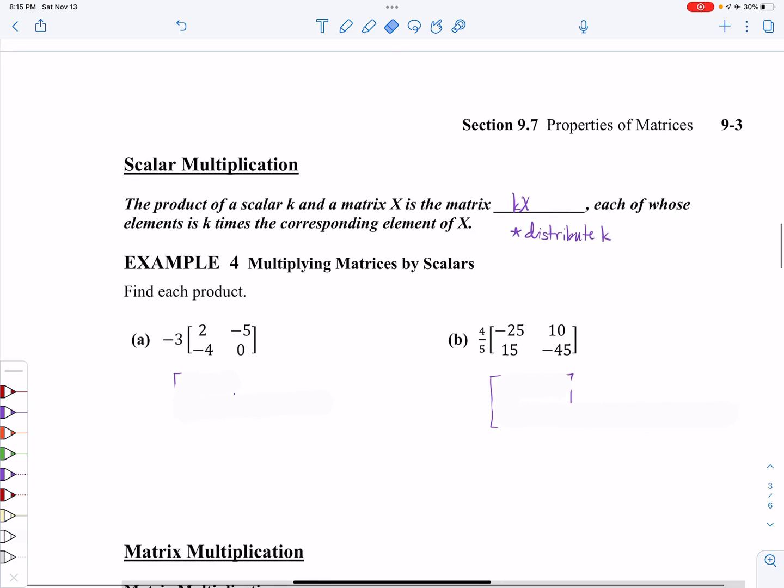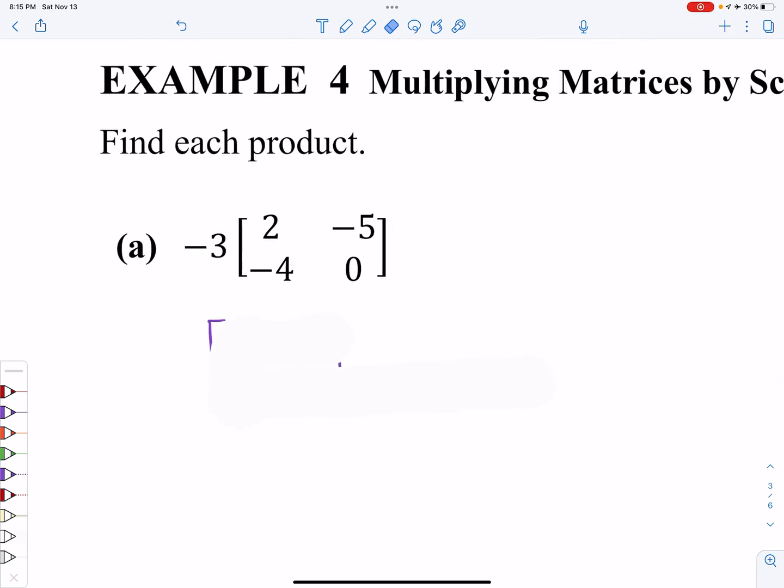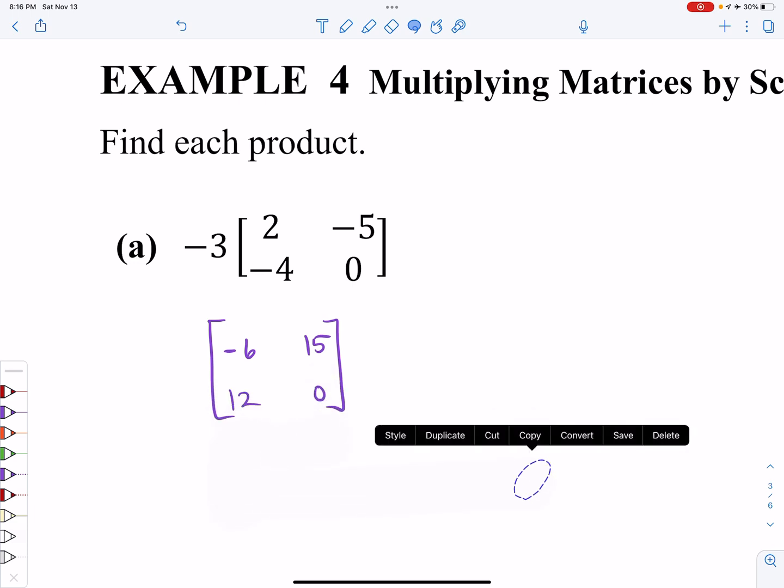All right, scalar multiplication. Scalar just means a single number, and so we're multiplying a single number by a whole entire matrix. When we have scalar multiplication, all we're going to do is distribute whatever that number is. So for part A here in this example, we'll distribute the -3 to each of the pieces. So you have a -3 that's going to be multiplied by a 2, which is -6. Multiply it by -5, that'll be +15. Multiply it by -4, that'll be a 12. Multiply it by 0, and you will get 0.